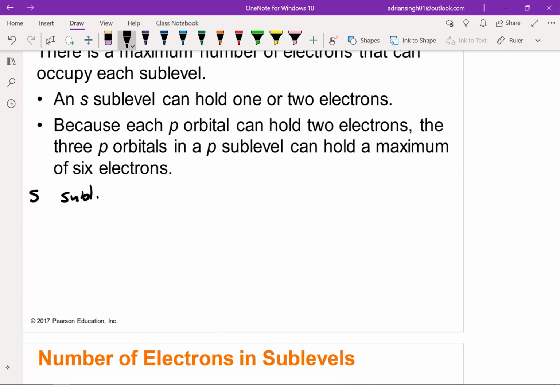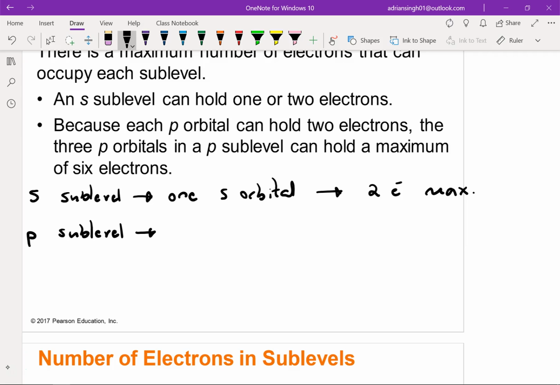So your s sublevel, if we apply that to what we know now, contains 1 s orbital. So if there's only 1 s orbital, it can hold a maximum of 2 electrons. The p sublevel, we said all p sublevels have 3 p orbitals, right? So 3 orbitals, each orbital can hold 2. So 3 times 2 would give a total of 6 electrons maximum.